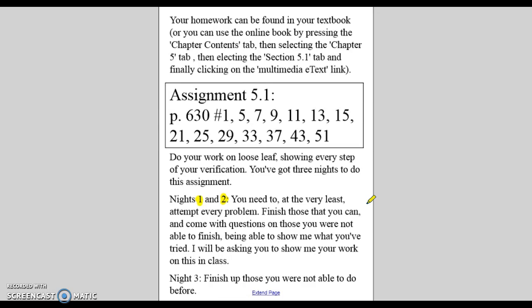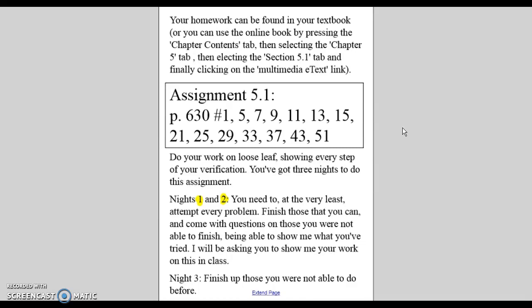You need to be able to show me that you've tried every problem, and tomorrow in class I will be asking you to show me your work. That is something I will be checking, so make sure that you have at least attempted every one of these problems.